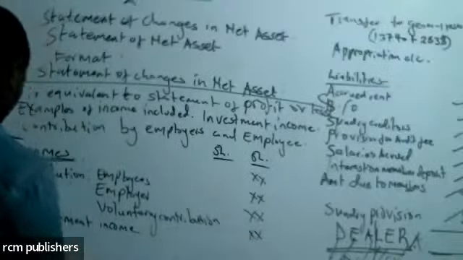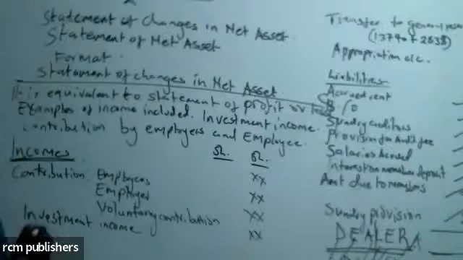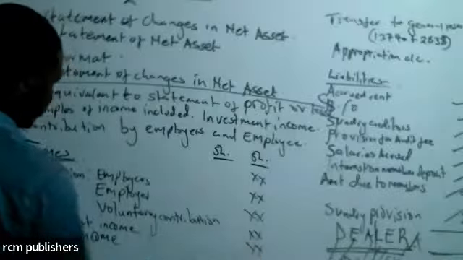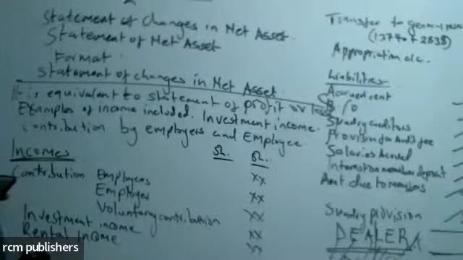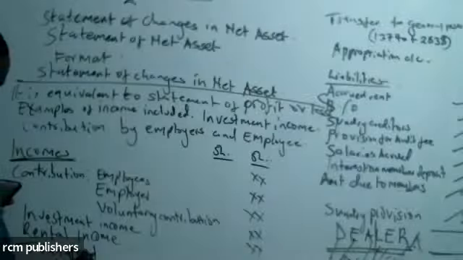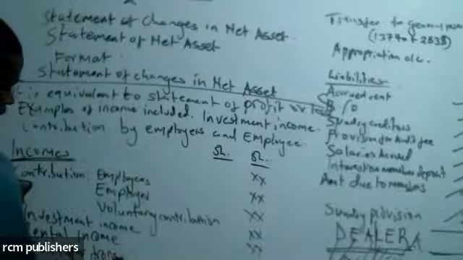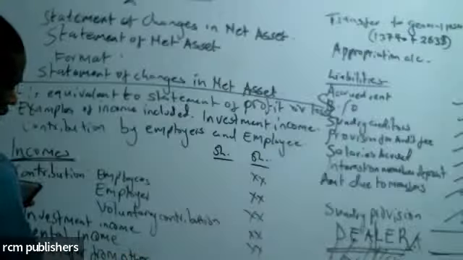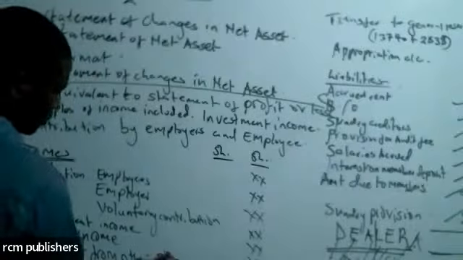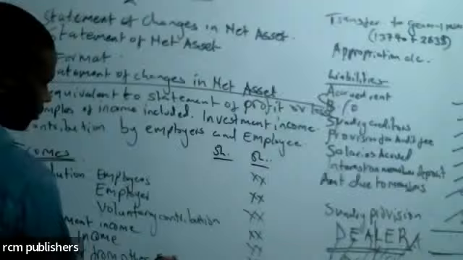We have rental income; sometimes they have some rentals. They do invest a lot of money. Transfer from other scheme. You remember in the public sector, transfer from is always an income. Transfer from is an income.